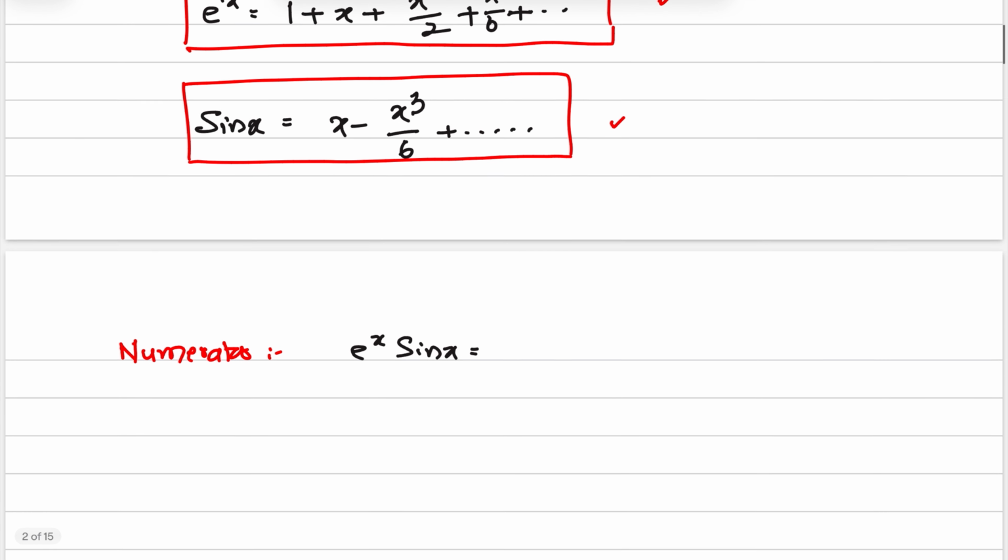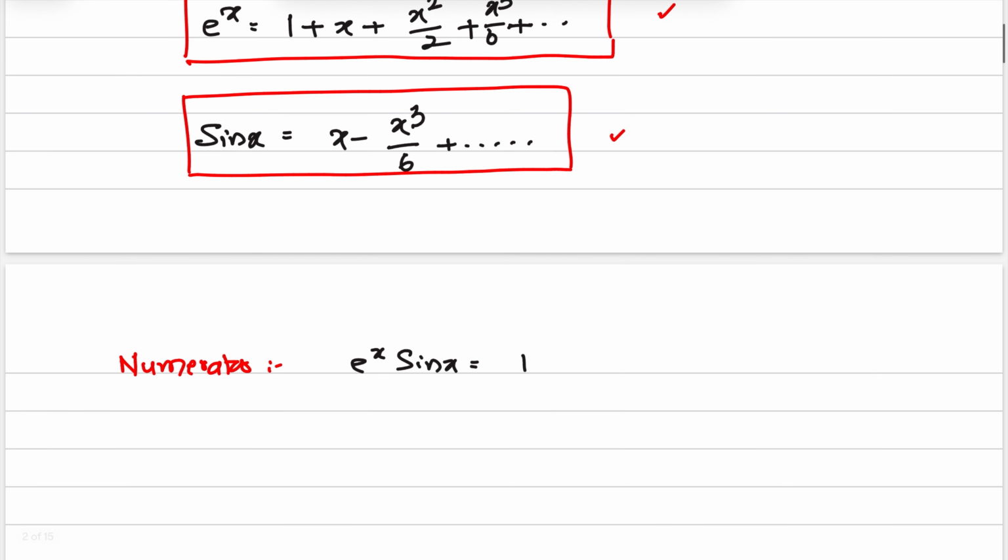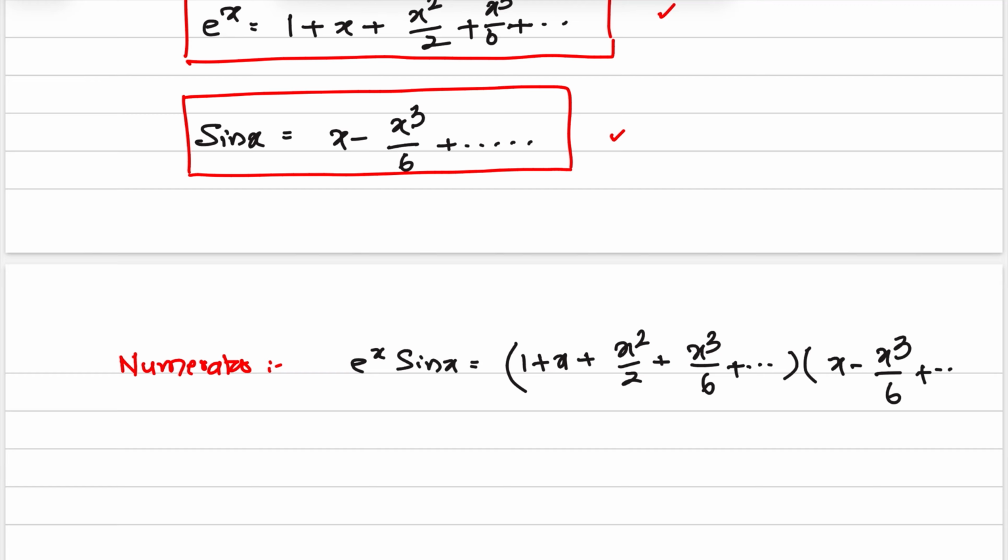Here, let us talk about the numerator in function x. What is the numerator? E to the power of x into sin x. What is e to the power of x? 1 plus x plus x square by 2 plus x cube by 6 plus so on, into sin x is x minus x cube by 6 plus so on.